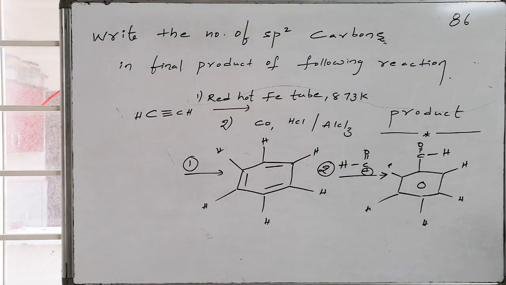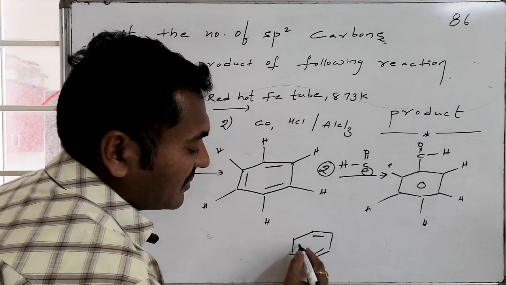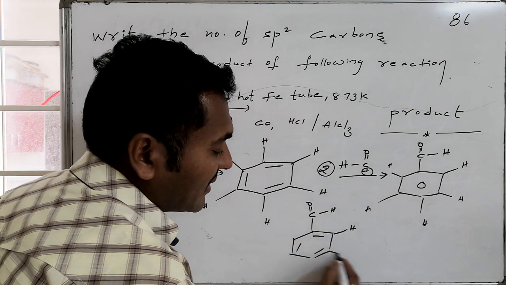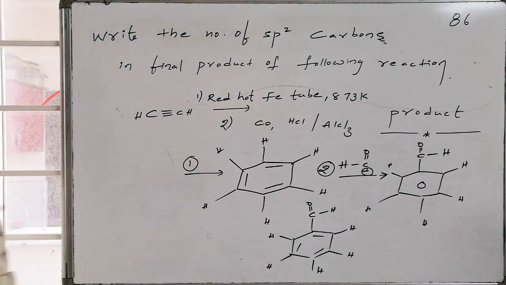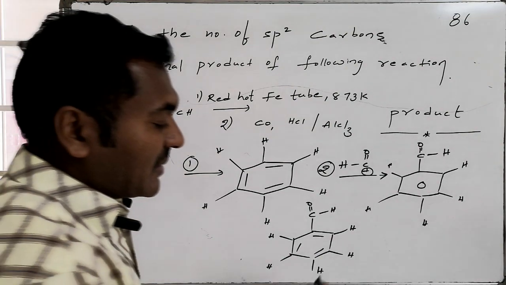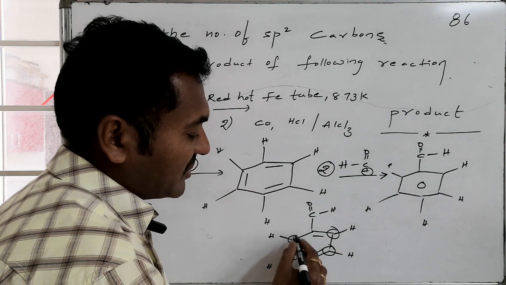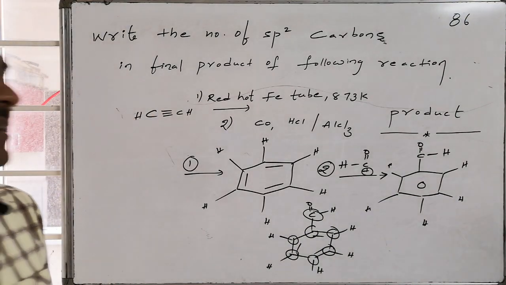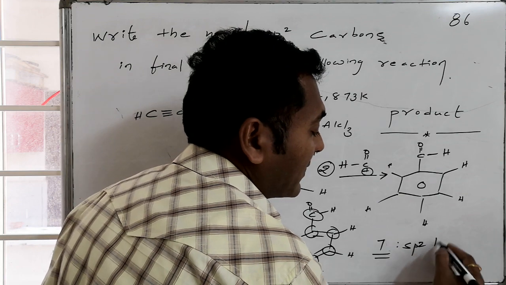If I write one of the Lewis structures of benzaldehyde to identify the number of carbon atoms with sp2 hybridization: this is benzaldehyde, this is hydrogen, this is hydrogen. This is one valid Lewis structure of benzaldehyde. We can write another structure where these bonds are interchanged. For sp2 carbons, each with one pi bond: this is sp2, this is sp2, this is sp2, this is sp2, this is sp2, this is also sp2. This carbon is also associated with one pi bond, implying there are a total of 7 atoms with sp2 hybridization.